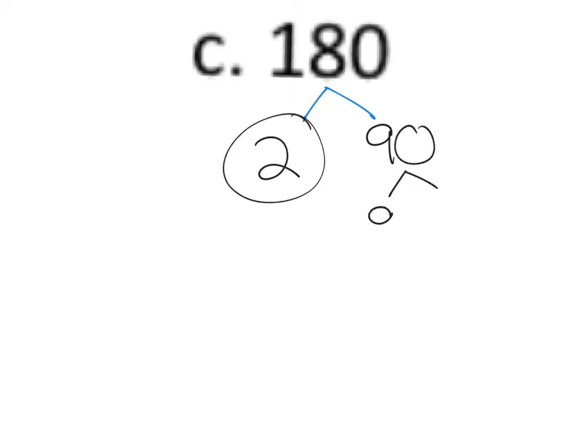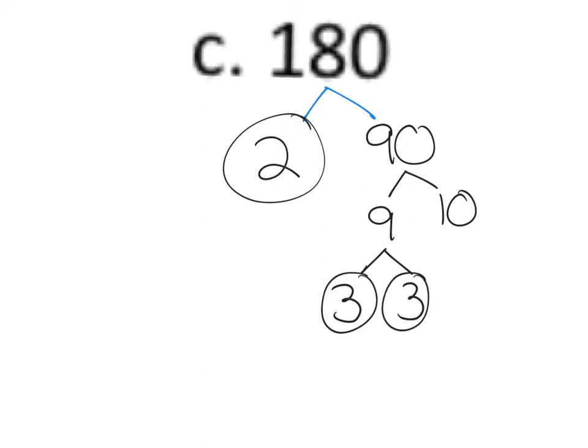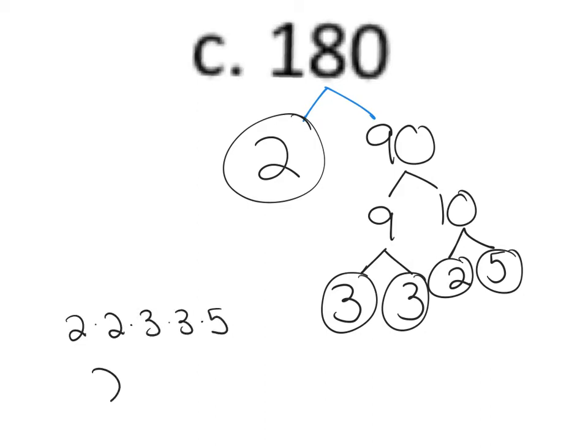Okay, 180. So for your tree, you might have done 2 and 90. And then you could have broken 9. 2's prime, so circle it. 9 and 10. Neither of them are prime, so keep breaking them down. 3 and 3. Remember, these have to be factors, things you multiply. Okay, and then 10 can be broken down to 2 and 5. And so then we have 2 times 2 times 3 times 3 times 5, which can be simplified to 2 to the second power times 3 to the second power times 5.